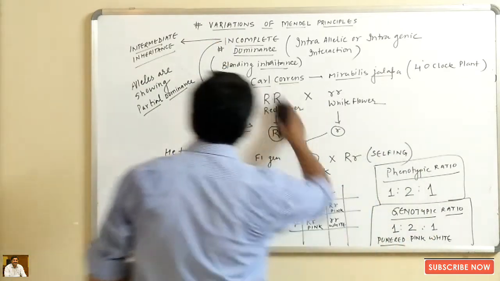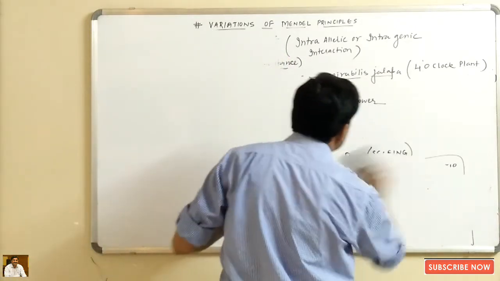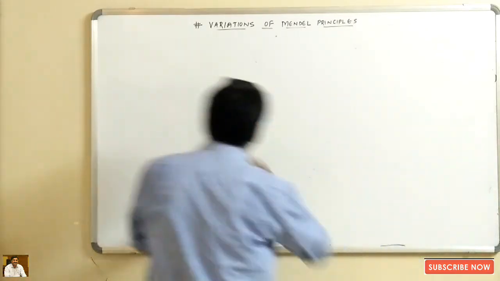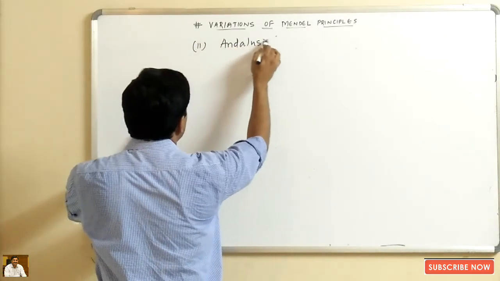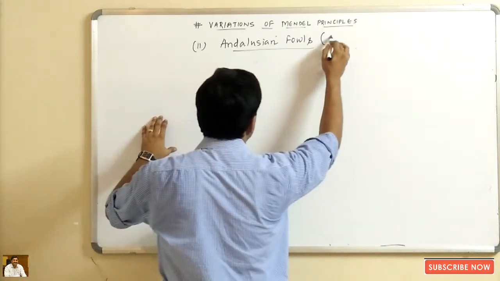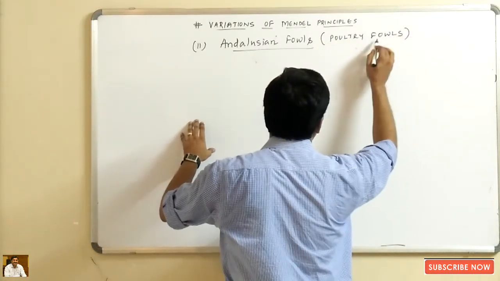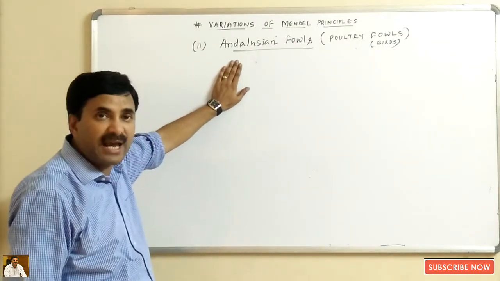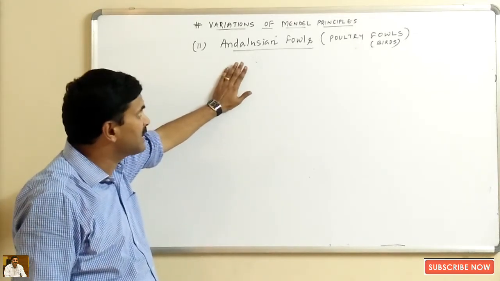Now coming to the next one, there are a few more examples to explain the phenomenon of incomplete dominance. The second example of incomplete dominance is the Andalusian fowls. These Andalusian fowls are poultry fowls, the birds which are kept in the poultry. So we will take the example of the Andalusian fowl to explain the phenomenon of incomplete dominance.